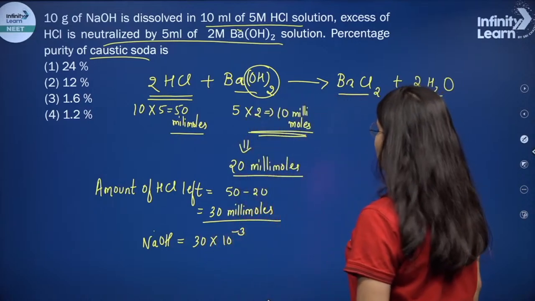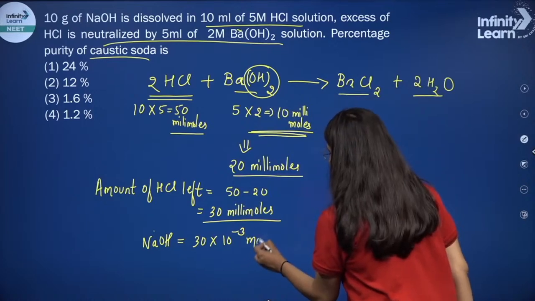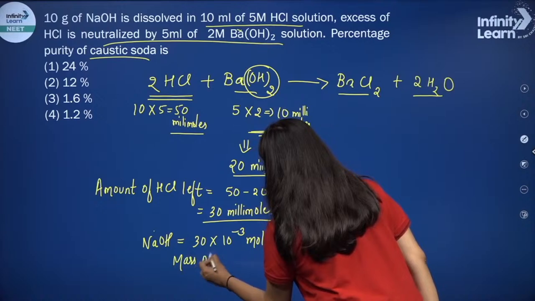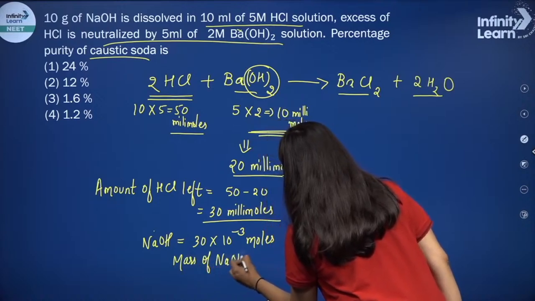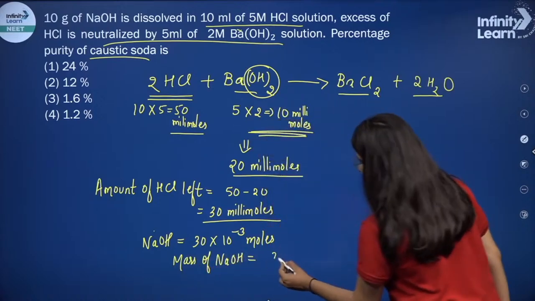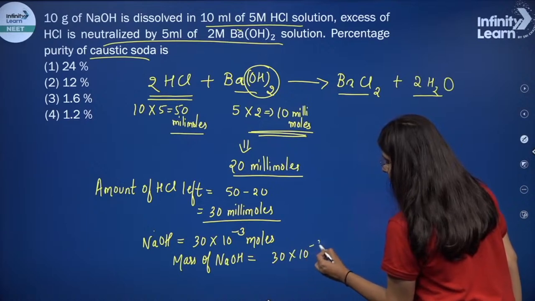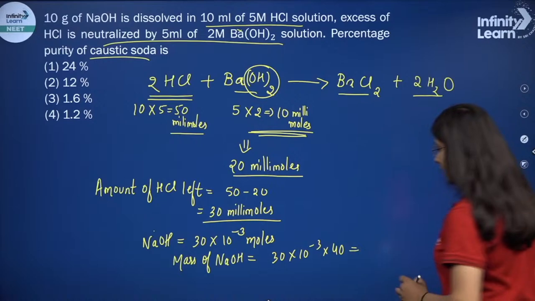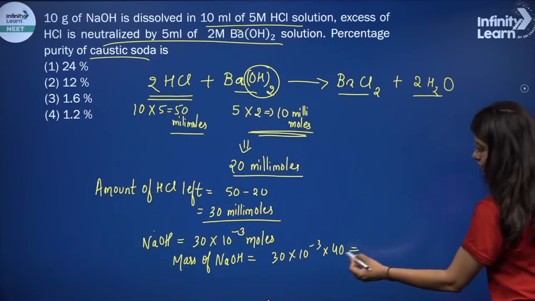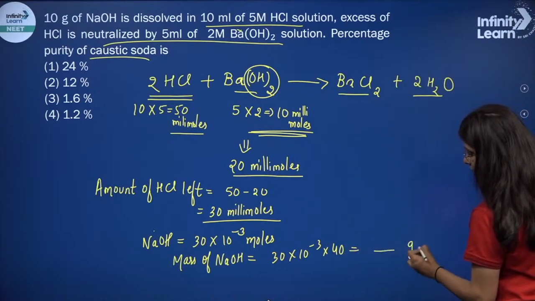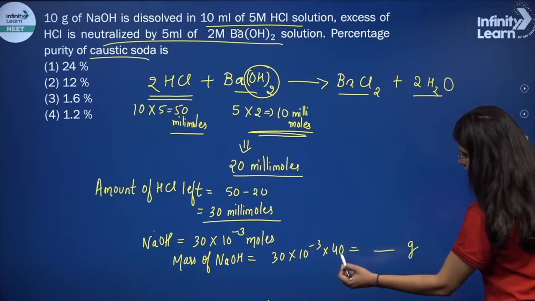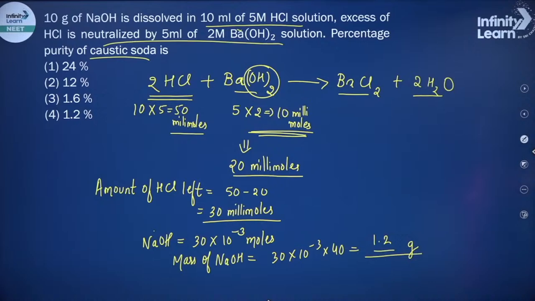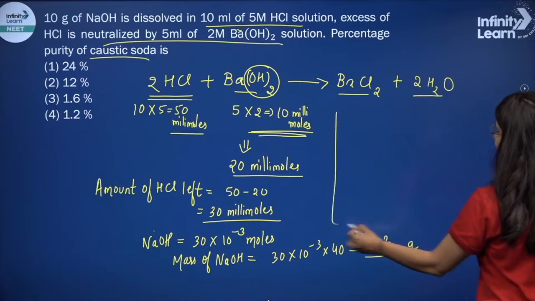Now what will I do? This is moles. I find the weight or mass of NaOH. So it will be 30 × 10⁻³ into 40, so this is in gram per mole. The answer is in grams, so it will be 30 × 40, 1200 into 10⁻³, so it will be 1.2 gram, right? 1.2 gram. Now I need to find the percentage purity.